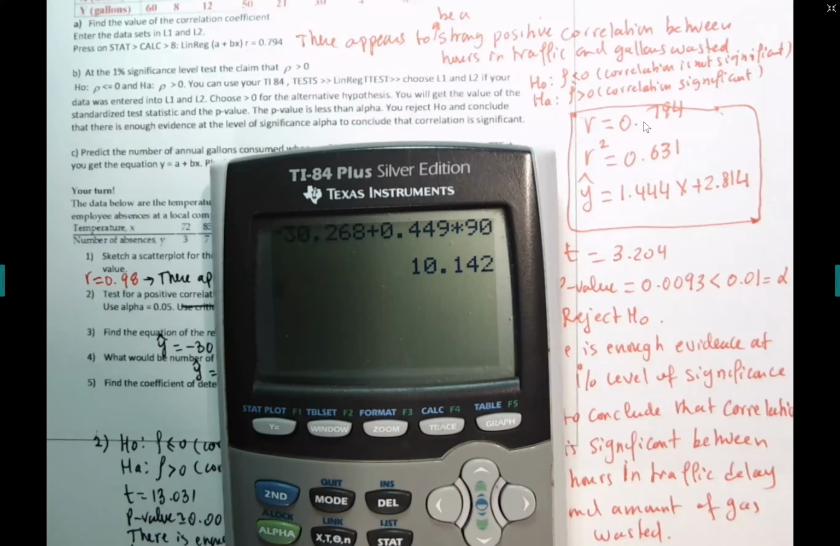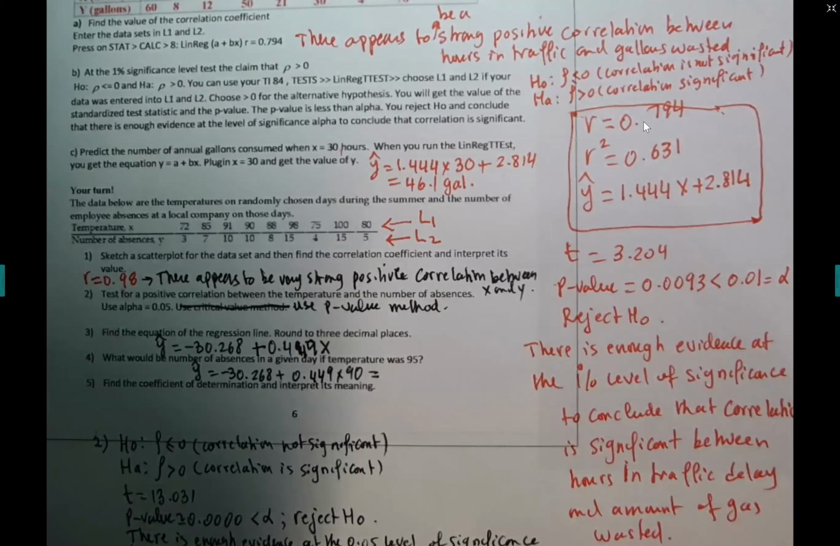Why? Because your R was very close to 1. Remember, in the previous question, R was in the 80s, so it wasn't close to 1. So the closer to 1, the more the fit will be close to being perfect. So it's 10.1.